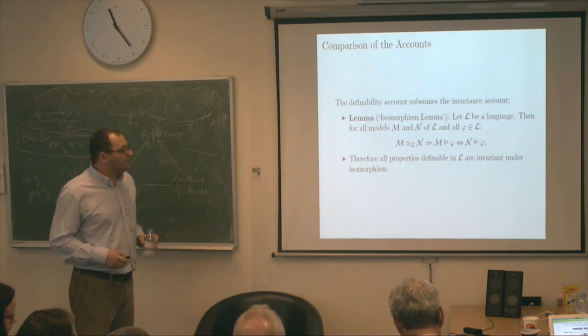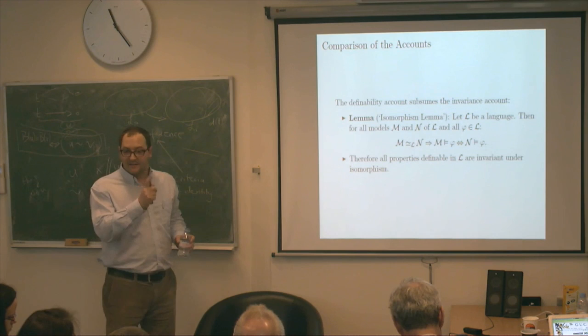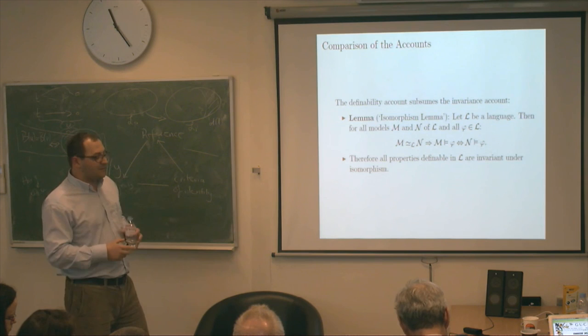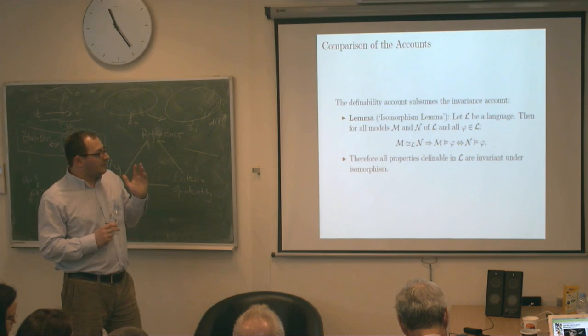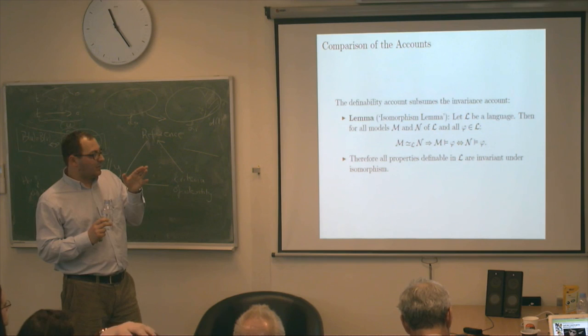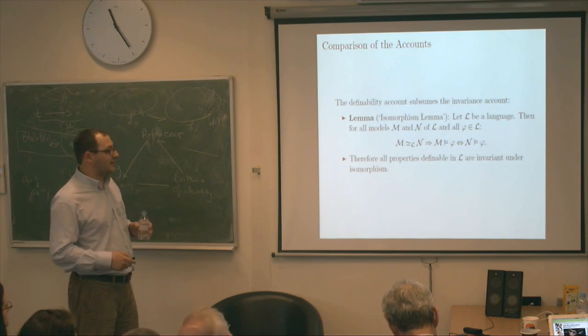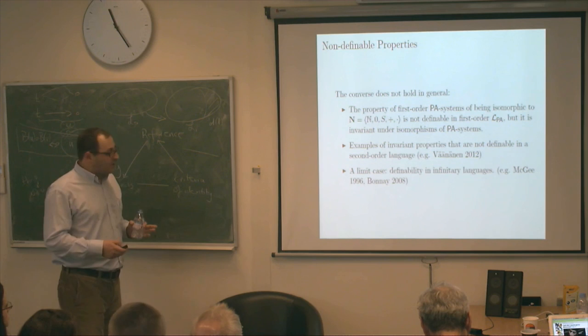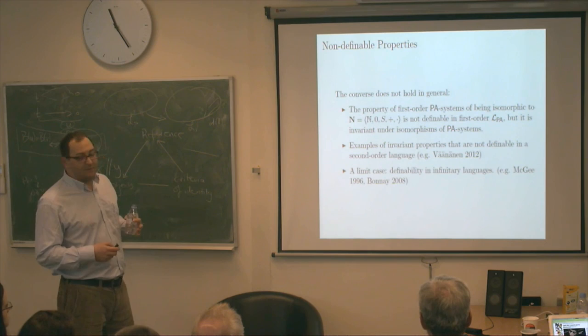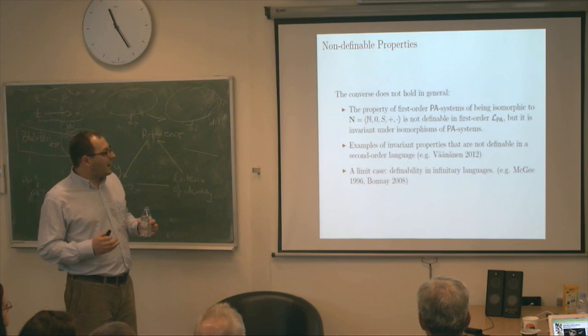The direction from definability to invariance is straightforward. It follows from the isomorphism lemma in model theory. The result that you get is that all definable properties are invariant in either one of our senses. But the other direction doesn't hold generally. That's the problem. Just to give you one example, the property of first-order PA systems of being isomorphic to the natural number system is clearly not definable in a first-order setting. But it is invariant under isomorphisms of PA systems.